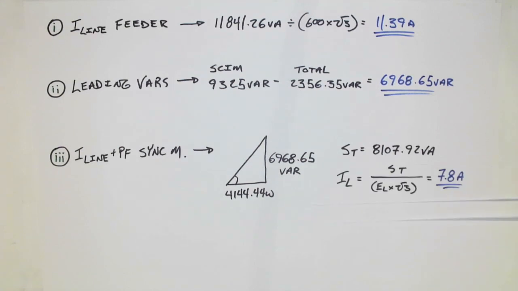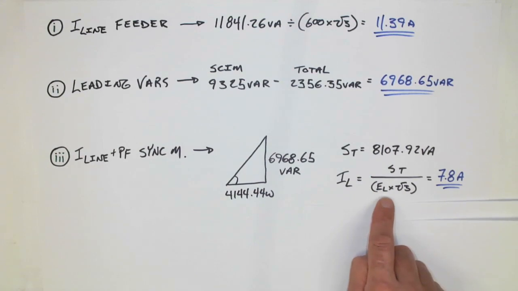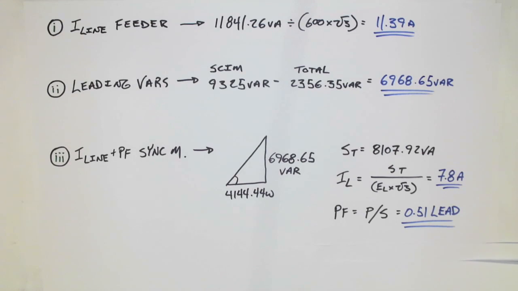I line is my total S value, which is up here, divided by E line times root 3, 7.8 amps. And finally, power factor, we have the power divided by the S, and it tells me that this synchronous motor is running at 0.51 leading power factor. So it is power factor correcting the 2 remaining motors that are in parallel with it on the feeder.